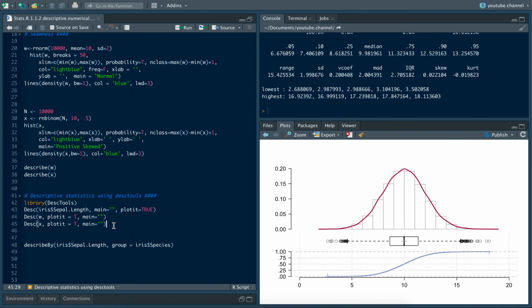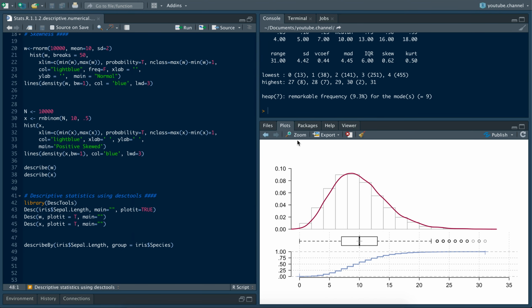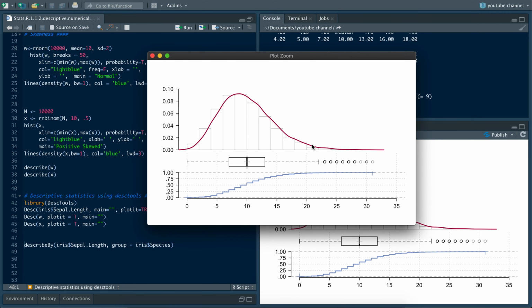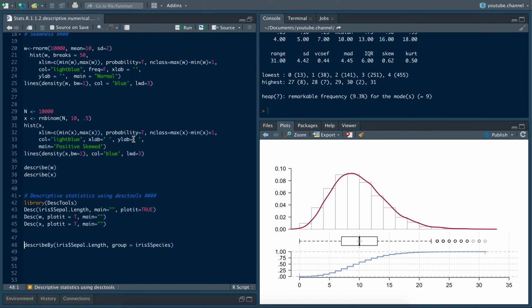If we run the other one, which is non-normal but positively skewed, not surprisingly, we have a very similar description. So this command is very helpful and quickly provides you with the major information on the distribution of a numerical variable that you are interested in.